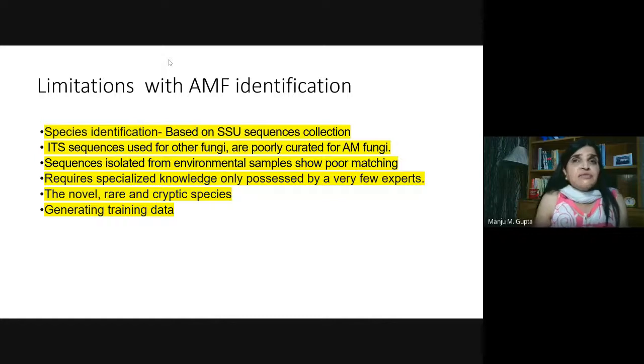And we realized that we have a need to generate training data. The quality of data was another limitation. The type of data present was not of good quality. We couldn't trust that.